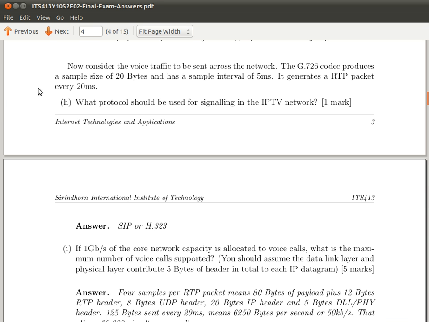A packet every 20 milliseconds means 50 packets per second. Every packet contains 4 samples. Each sample is 20 bytes, so a packet contains 80 bytes of data, 50 packets per second. It's an RTP packet, so you need to add on the headers. At the end of the exam, it shows you the size of the headers.